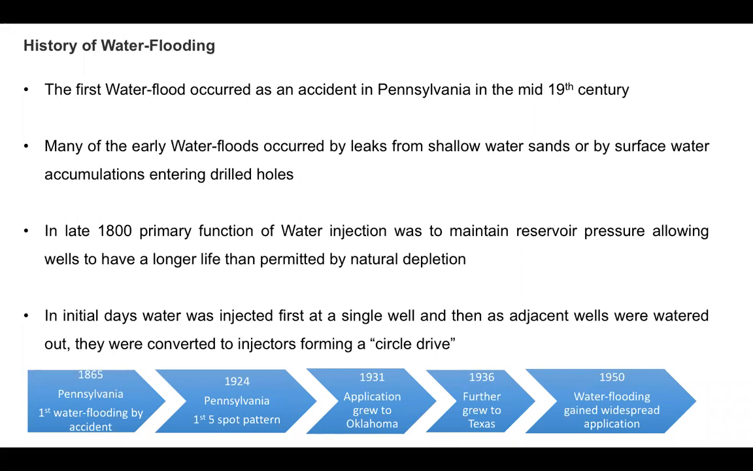Most of you might be reading about drive flooding patterns. So how did the drive come into existence? In the earlier days, what they used to do is inject from a well. And as soon as the offset producers got watered out, they used to convert the offset producers to injectors, thereby forming a circle drive. So this is how the birth of drive injection started. But it was not until the mid-1900s that water flooding gained widespread application.